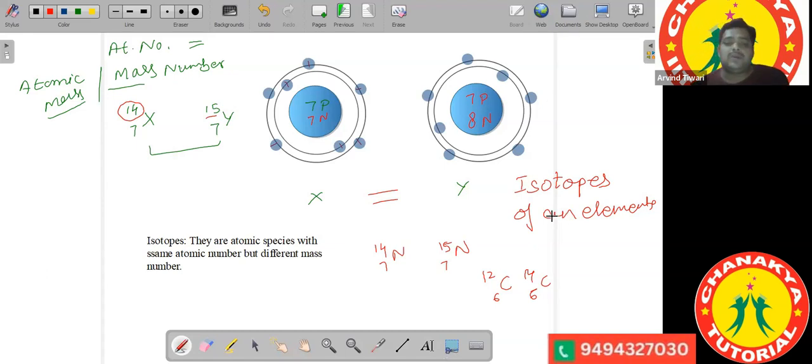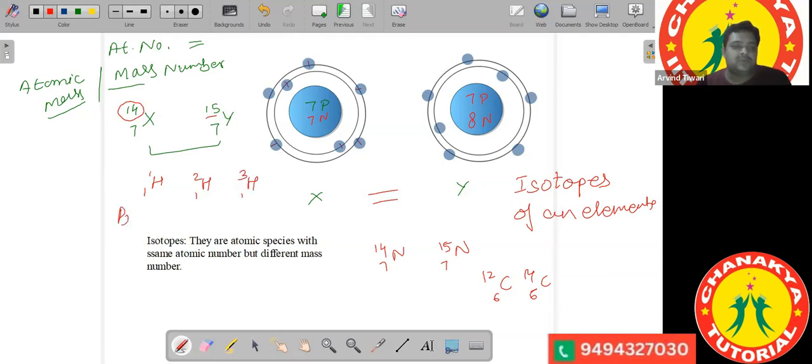Now, after isotopes, we also have isotones and isobars. We will discuss them in later classes. I hope everyone has understood the concept of isotopes. Okay. There are three isotopes of hydrogen: hydrogen 1, 1, hydrogen 1, 2, and hydrogen 1, 3. These are the three isotopes of hydrogen.